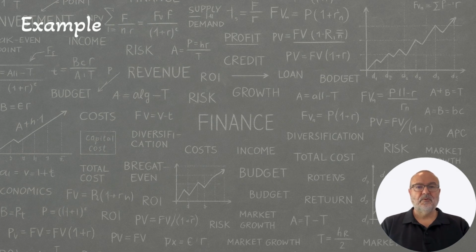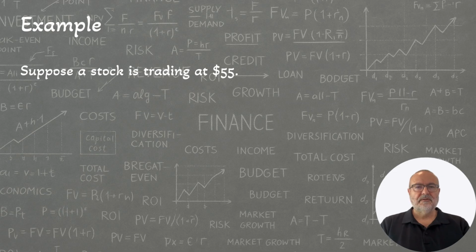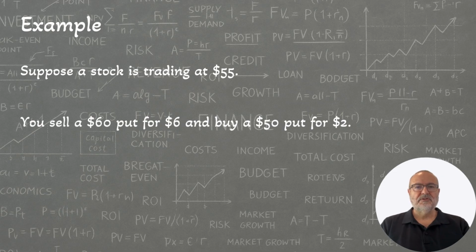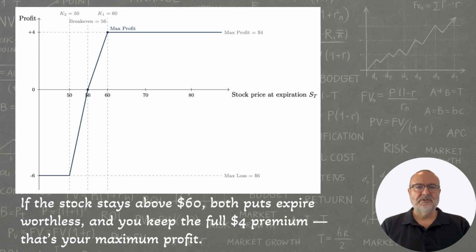Let's walk through an example. Suppose a stock is trading at $55. You sell a $60 put for $6 and buy a $50 put for $2. The net credit you receive is $4. If the stock stays above $60, both puts expire worthless and you keep the full $4 premium. That's your maximum profit.